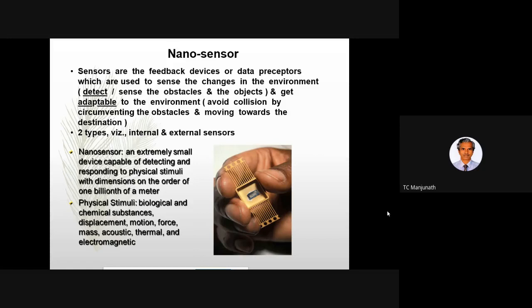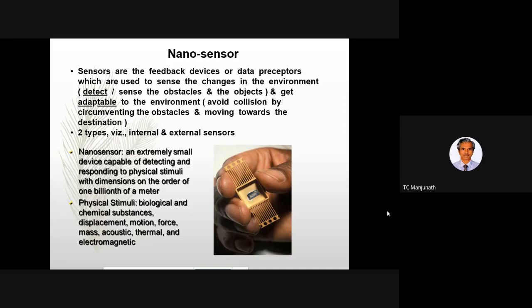Now, you might have seen there are thousands and millions of sensors all over the world, in our human body also, and in a robot also. Take tactile sensors, pressure sensors, load cells, ultrasonic sensors, infrared sensors, etc. Of course, they are all very big in size. You have to go down to the nano level, or the pico level, or even the femto level. So what are these sensors? Sensors are nothing but feedback devices or data perceptors which are used to sense changes in the environment, detect obstacles and objects, adapt to the environment, and avoid the obstacle by circumventing it and moving towards the destination.